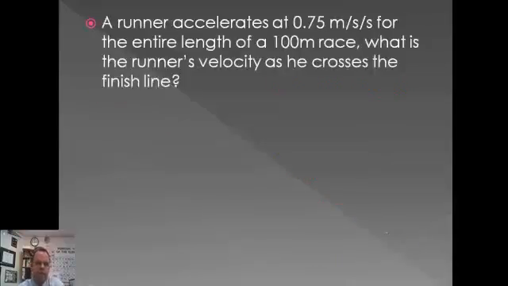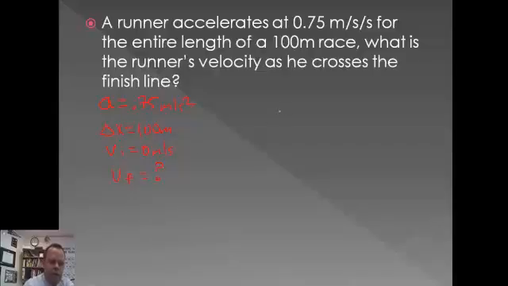Here's the second problem. A runner accelerates at 0.75 meters per second squared for the entire length of a 100-meter race. What is the runner's velocity as he crosses the finish line? So this time, we know the acceleration, 0.75 meters per second squared. We know the displacement, 100 meters. We know the initial velocity is 0, because he's going to start the race at rest. And we're looking for the final velocity.